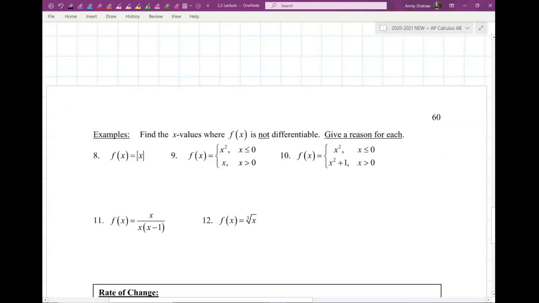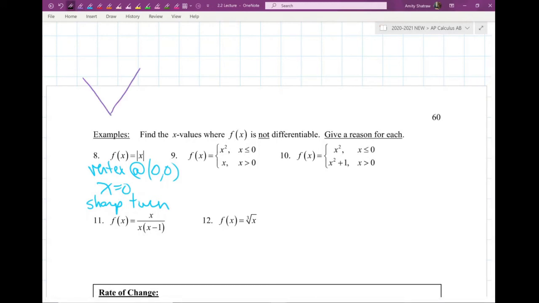Find x values where f of x is not differentiable. I'm going to say the vertex is at (0, 0), and that's where it's not differentiable, because at x equals 0, there is a sharp turn. Technically, the graphical problem here, the thing that breaks us, is that we are trying to find a tangent, but there's just an infinite number of tangents, and I can't narrow it down into 1. So that's why I say that I can't find a derivative there.